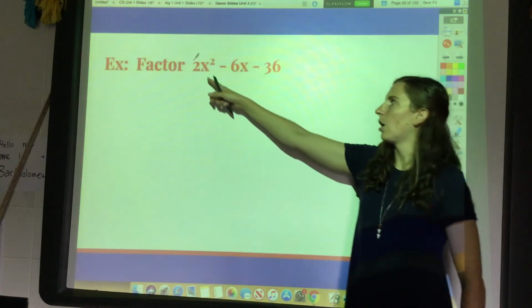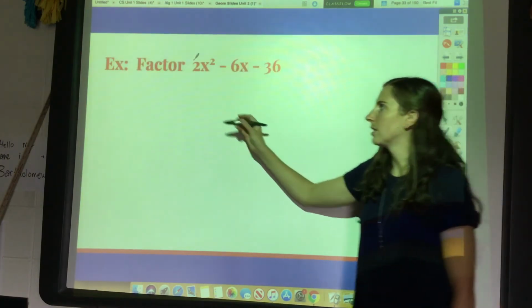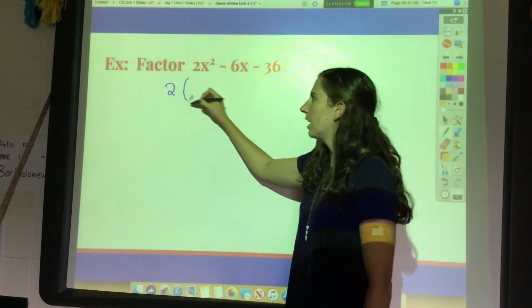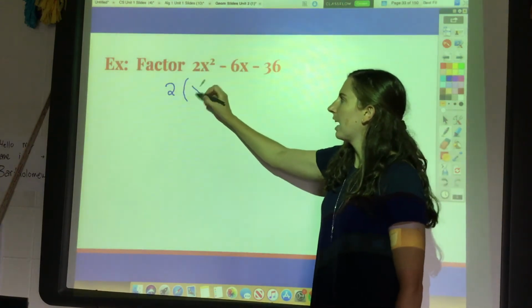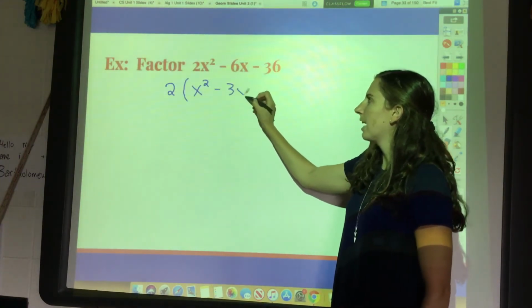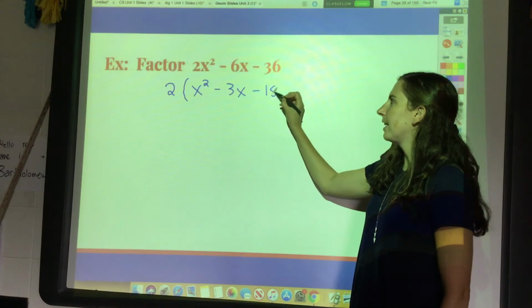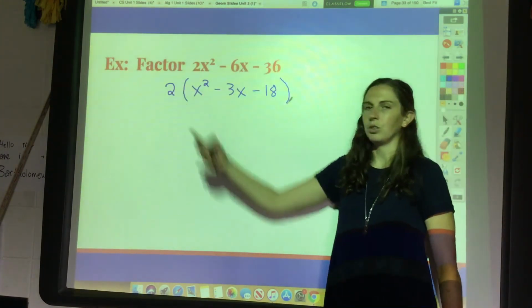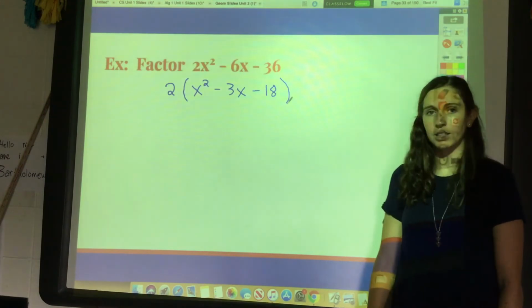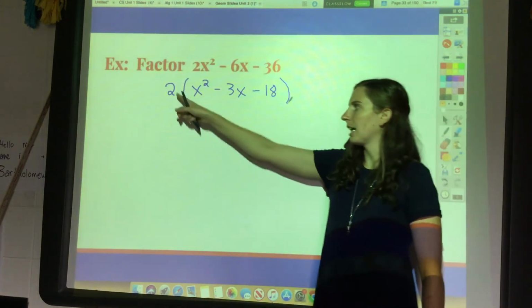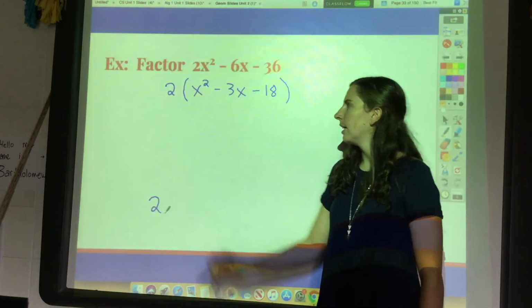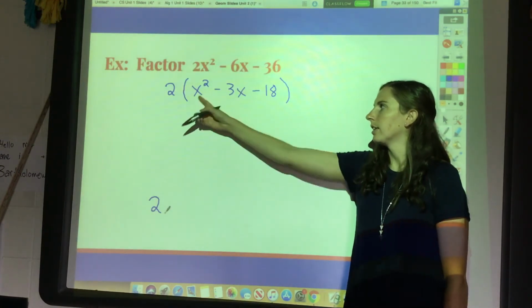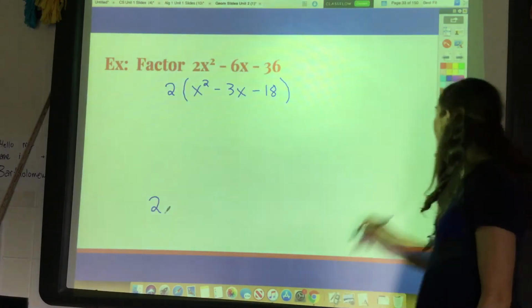Notice we can divide them all by a 2, and so when I take that 2 out to the front, that's going to leave x squared minus 3x minus 18. So just divide those all by the 2. Now I can do rainbow method. Basically going to ignore the 2 until the end and just work with this 3-term thing.